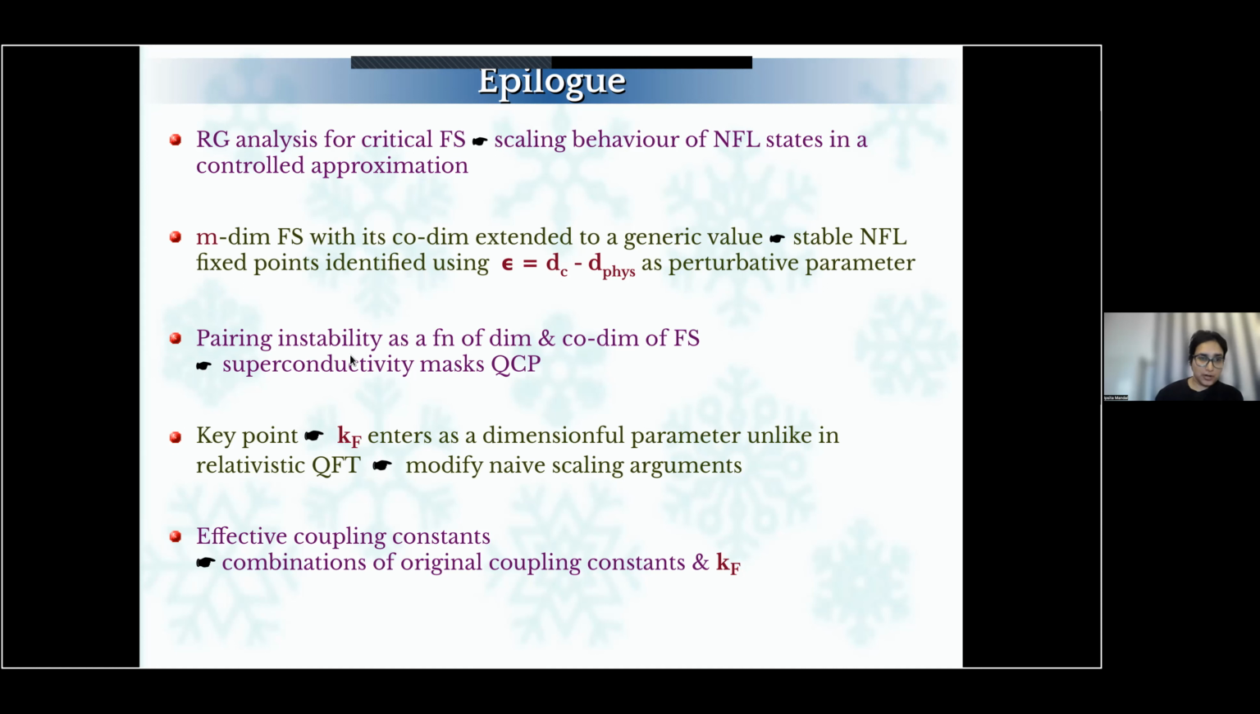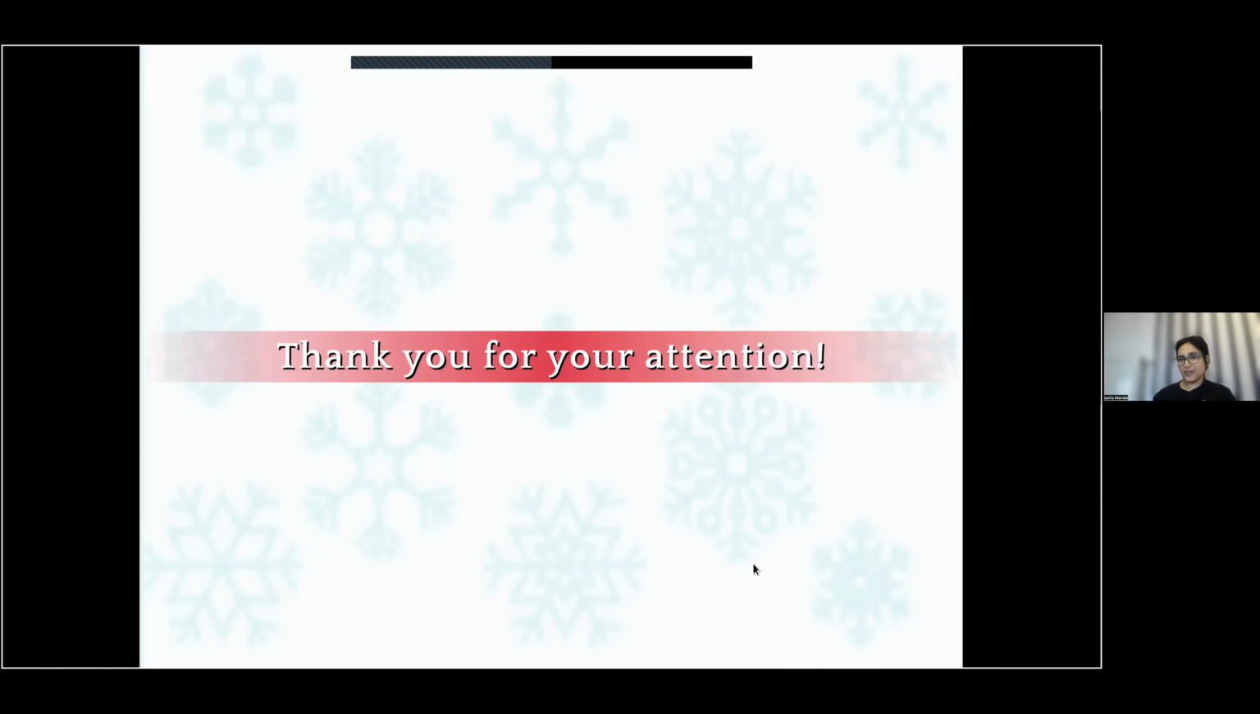Well, I did not talk about the pairing instability, but the key point to take away is that k_F enters as a dimensionful parameter, unlike in relativistic QFT, when we are looking at m greater than 1, and then it modifies naive scaling arguments. And the effective coupling constant, like we saw, the e effective, which can be used as a controlled parameter, is a combination of the original coupling and some factors of k_F for m greater than 1. And thank you for your attention.